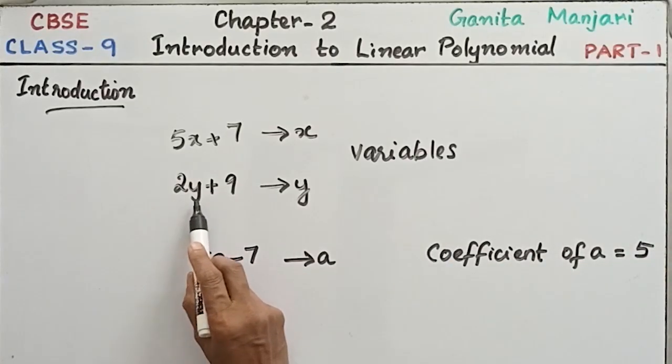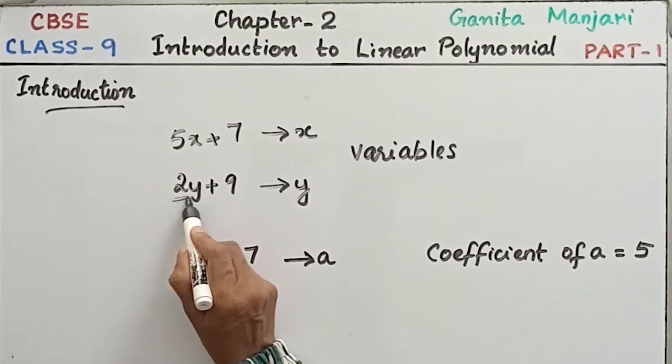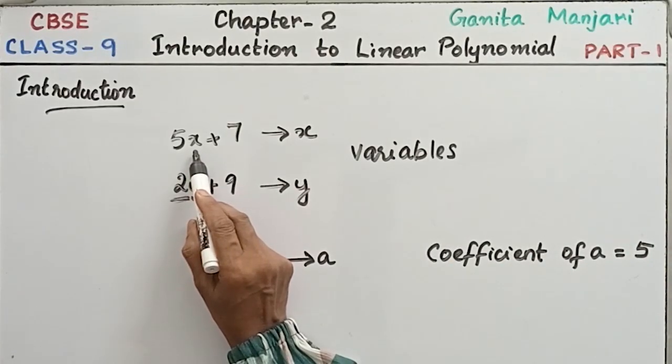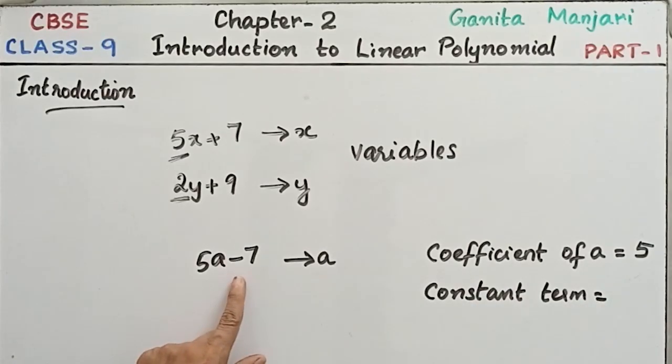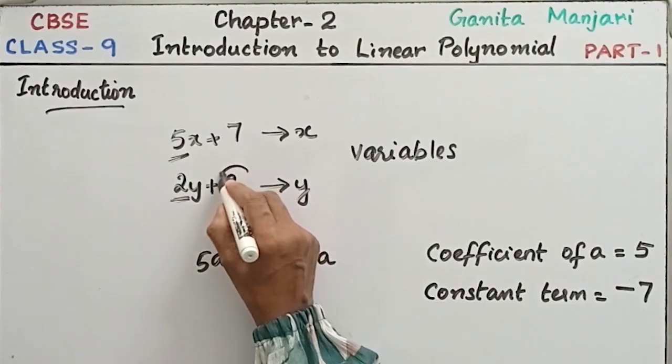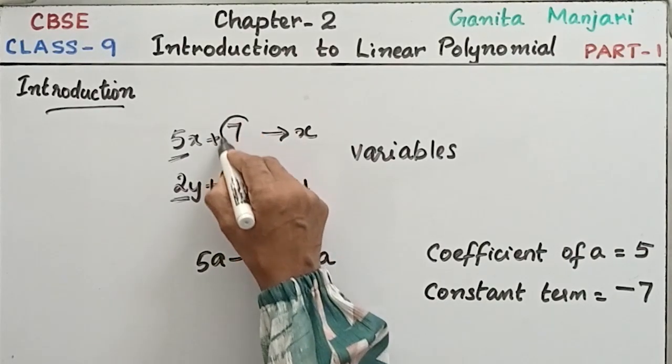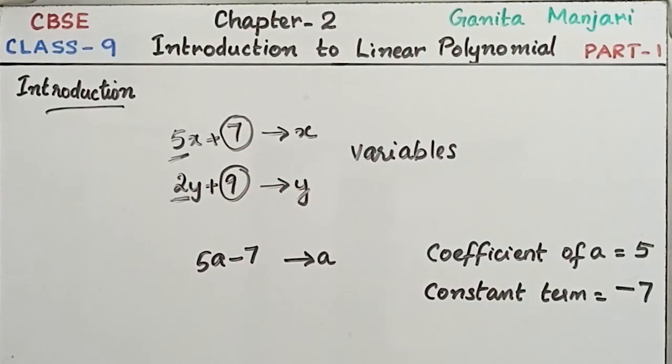Here what is the coefficient of y? It is 2. Here what is the coefficient of x? It is 5. And what's the constant term in all these cases? See, in the last example, the constant term is minus 7. Here the constant term is 9 and in the first example the constant term is 7.